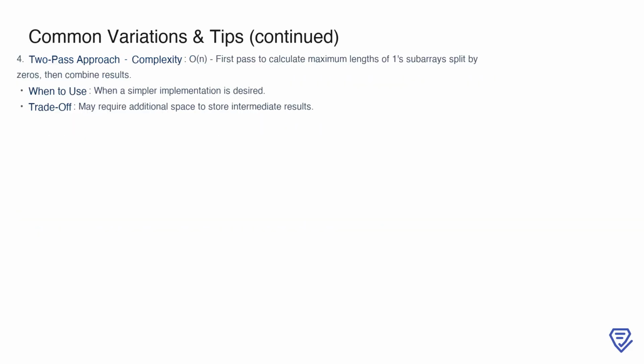The two-pass approach is another efficient alternative worth considering. In the first pass, you calculate the maximum length of subarrays of ones that are separated by zeros. Then, in the second pass, you combine these results to determine the overall longest subarray after deleting one element. This approach has a time complexity of n, which makes it efficient for larger inputs.